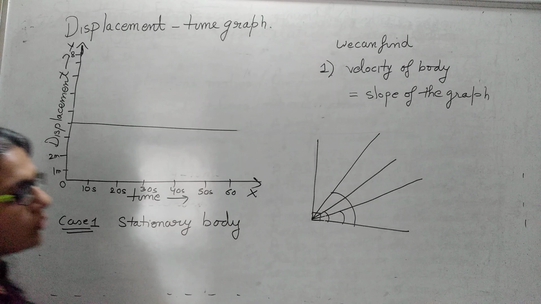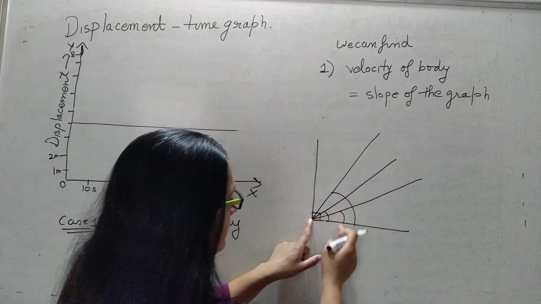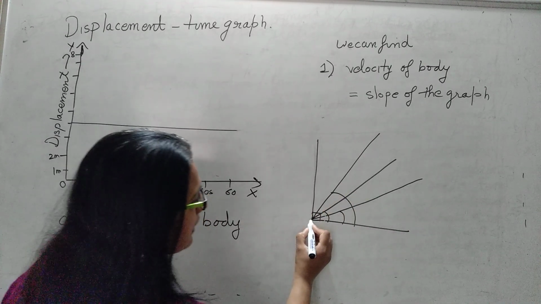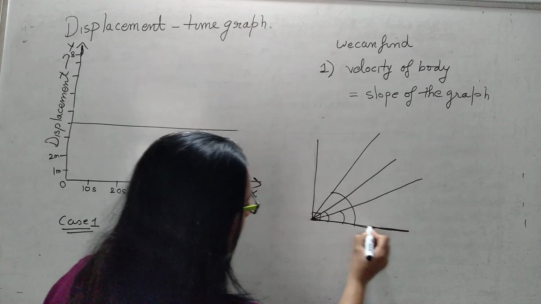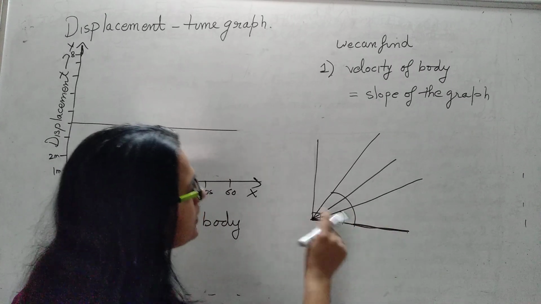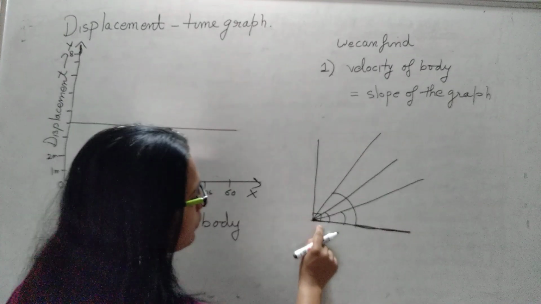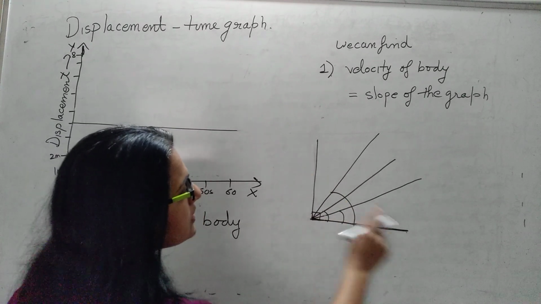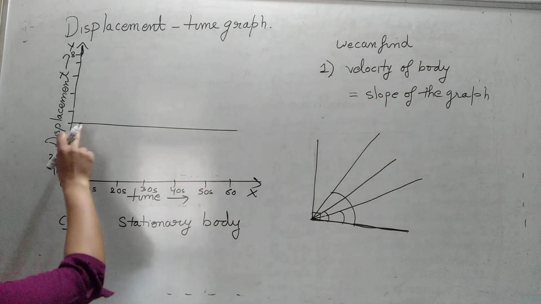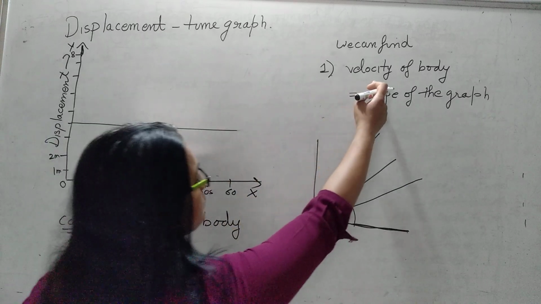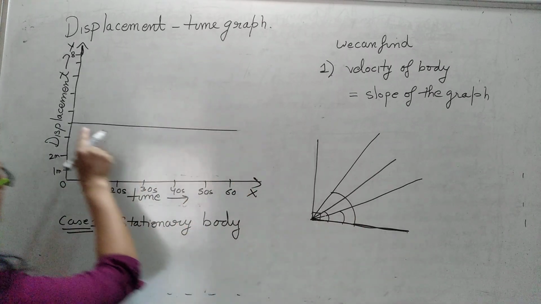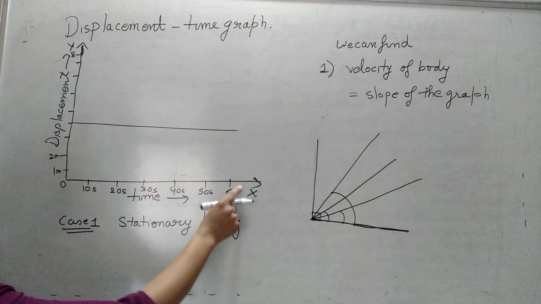So what is actually slope? Slope means how much a line is inclined to the horizontal. कितना inclined है, that is the slope. एक लाइन horizontal भी हो सकती है. ये जो horizontal है, अगर इसी के ऊपर एक लाइन बना दें, that means that line is coinciding with the horizontal. So that gives us the slope, that gives us the inclination. जो displacement time graph में जो graph है, उसका जो भी slope है, that always gives us the velocity of the body.